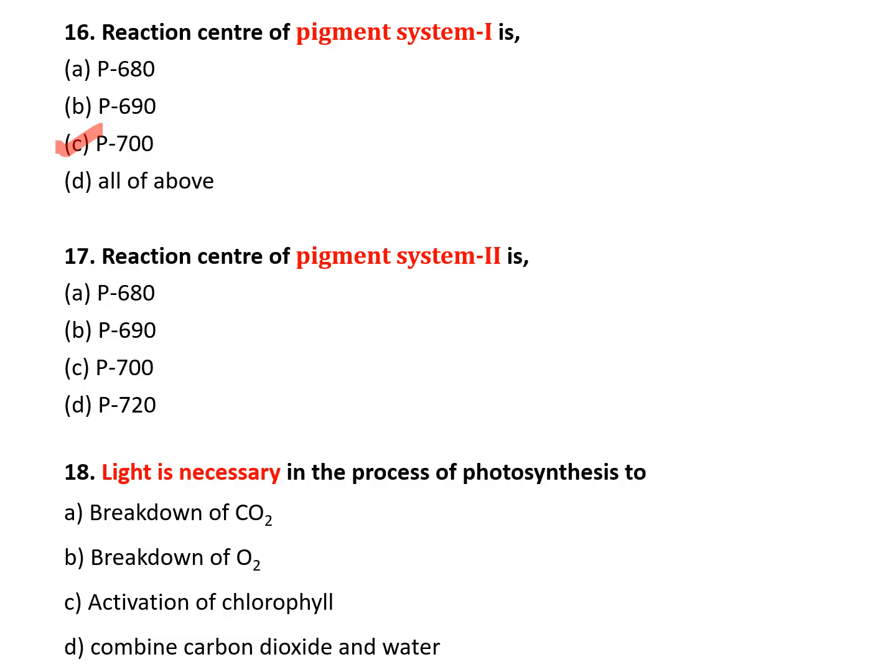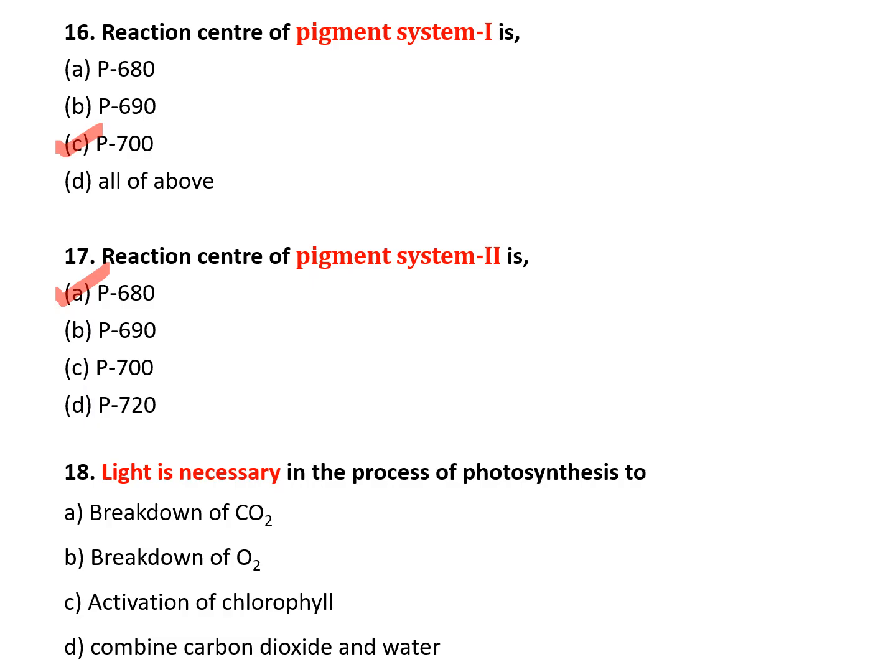The next question, number 17. Reaction center of pigment system 2 is: option A, P680; option B, P690; option C, P700; option D, P720. The correct answer is option A, P680.